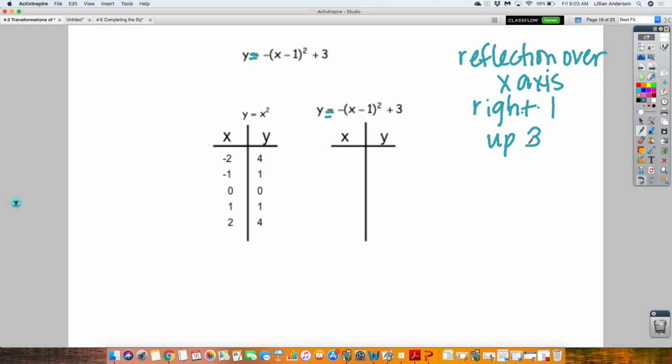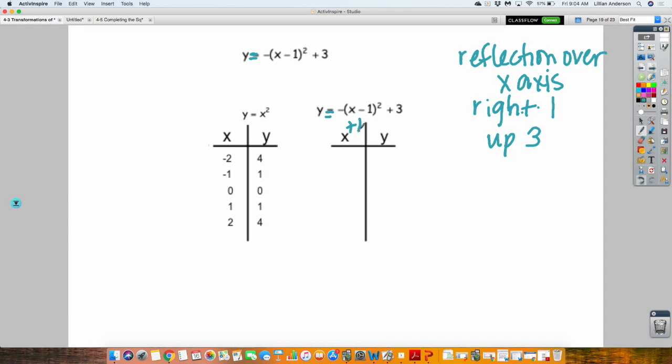Remember, what affects your x's? Which letter affects your x's? H. What is h here? Actually, h is a positive 1. So then we're going to have to add 1 to all of our x's. But there's 2 things happening to our y's. It's getting reflected and it's moving up. Remember, reflections is A. We multiply our y's by A. And then we either add or subtract our k's.